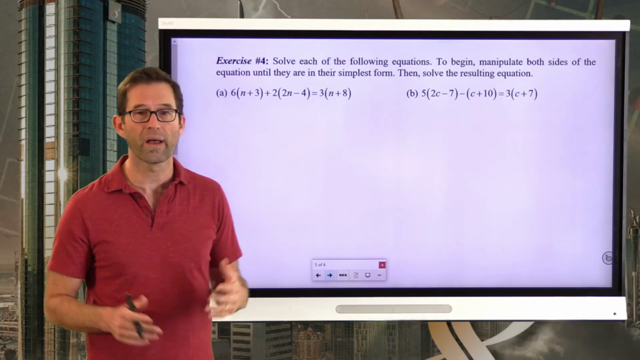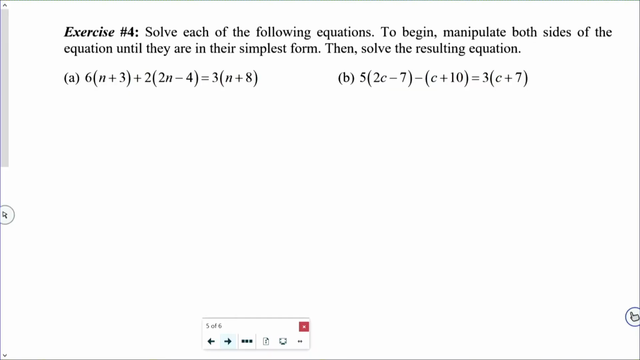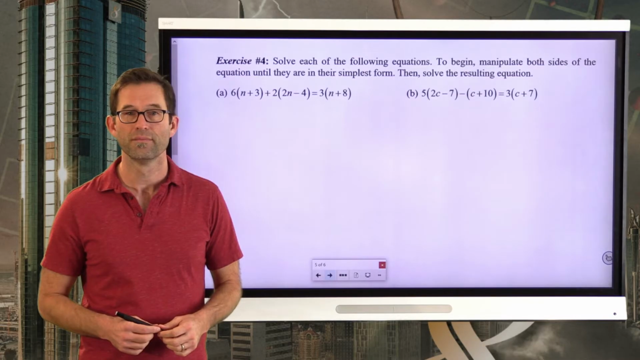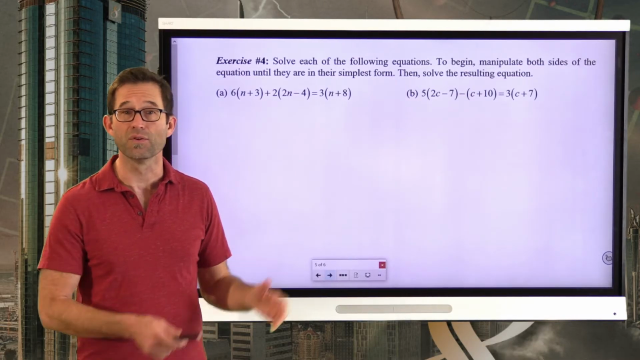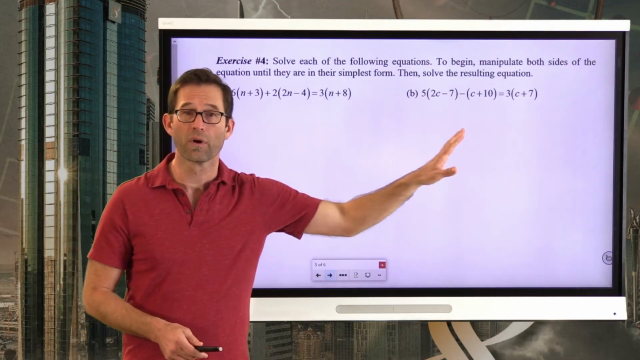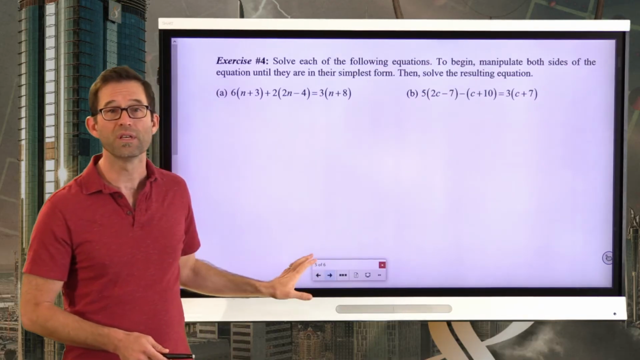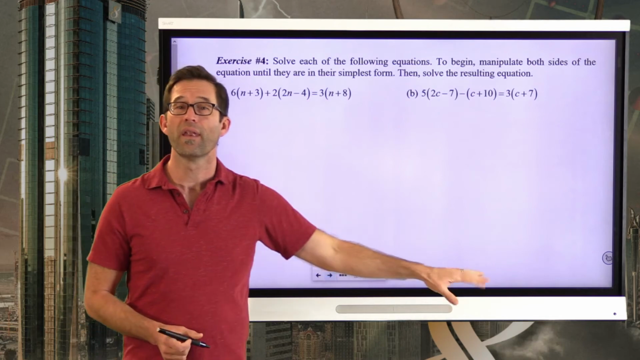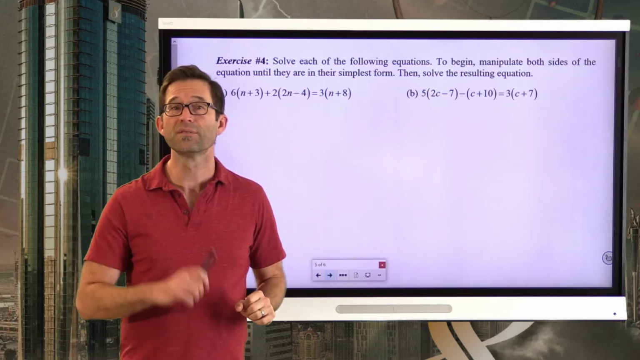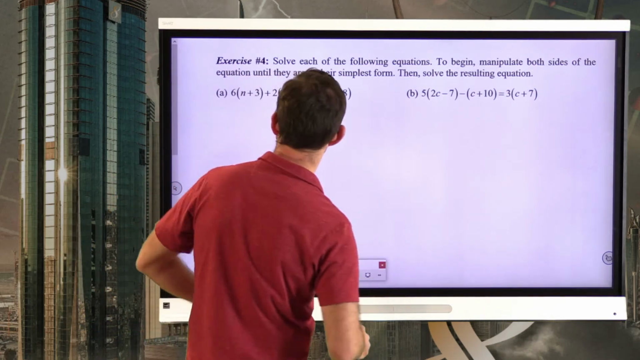Here we go. Exercise number 4. Solve each of the following equations. To begin, manipulate both sides of the equation until they are in their simplest form. Then solve the resulting equation. All right, let's do this kind of in stages. Let's do A together, then have you work on B by yourself. Then we'll do C together, which is somewhere down here, and then have you work on D by yourself. Let's do A together. All right, here we go.